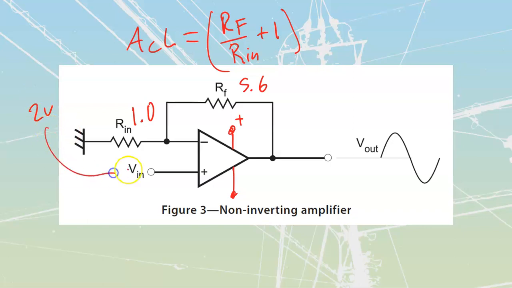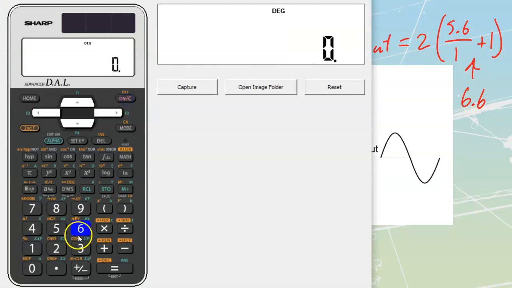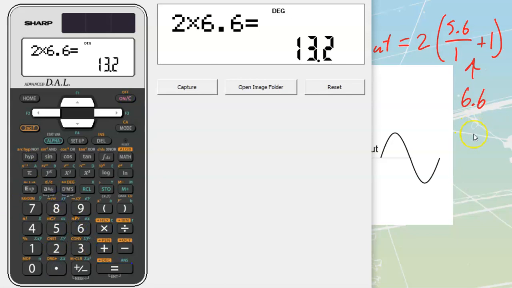Now we're going to take that same 2 volts, feed it in here, use these values of k ohms and k ohms over here, and then figure out our ACL. So my output, V out, is going to become my V in, 2 volts, multiplied by 5.6 over 1 plus 1. 5.6 over 1 is 5.6, plus 1 brings us up to 6.6, so we do 2 times 6.6, which gets us to a value of 13.2.